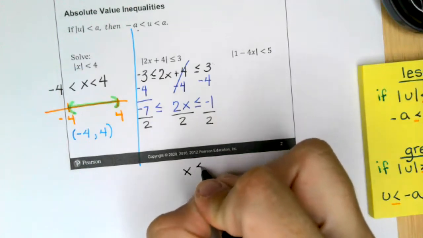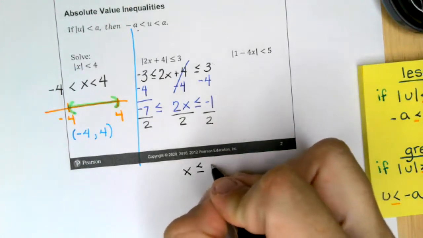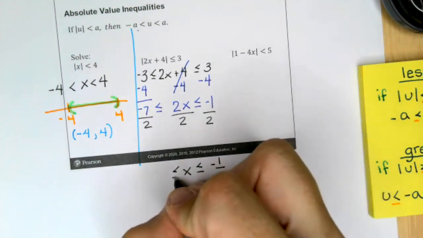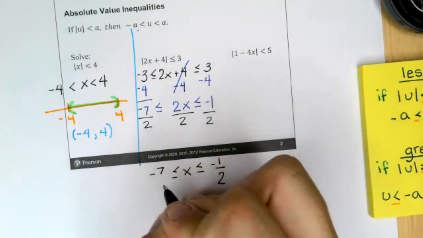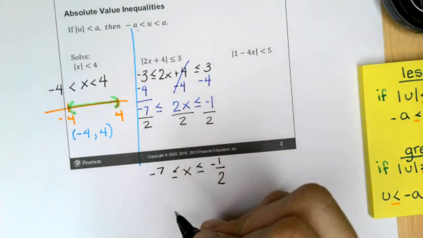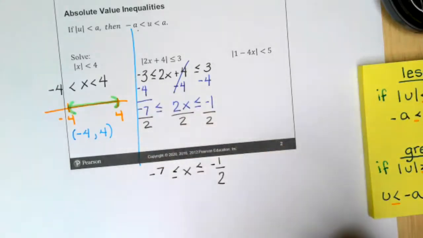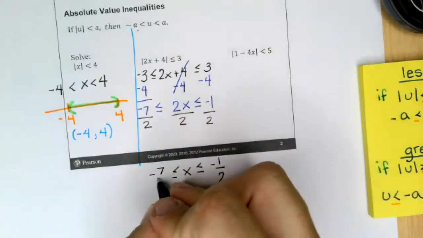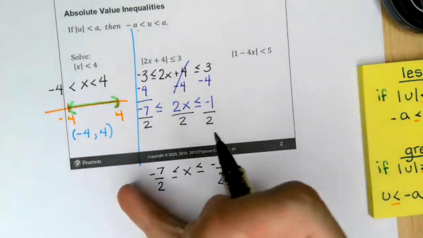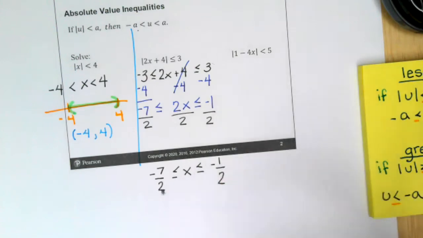I'm just going to say x is less than or equal to -1/2, and x is greater than or equal to a positive... No, sorry, it's a subtraction. I thought I was dividing. -7/2. Okay. And you're done, because you can't make that any simpler, or that one.